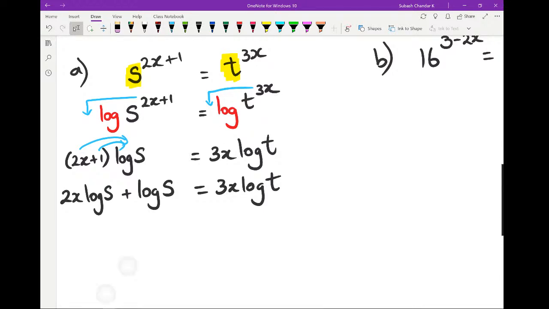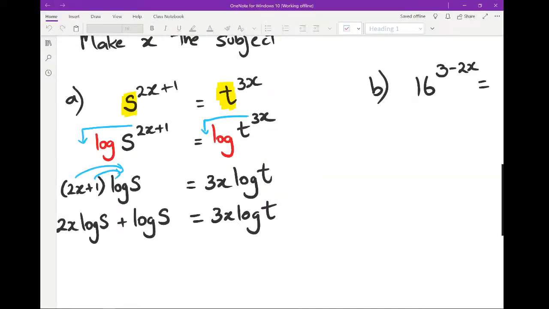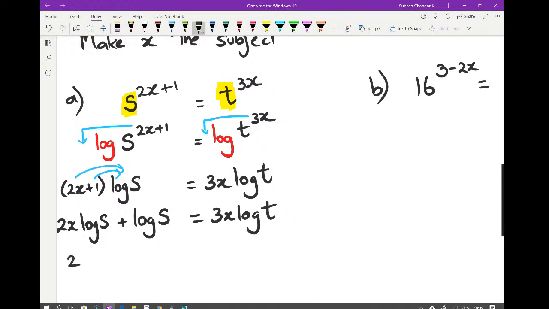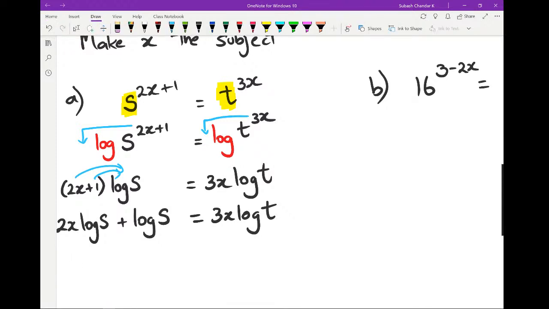I'm going to go 2x log s. Whoa. No. Whoa. What just happened there? Crashed. Nice. Sorry guys, this tablet is getting old. It's about 4.5 years old. It's not doing too bad.